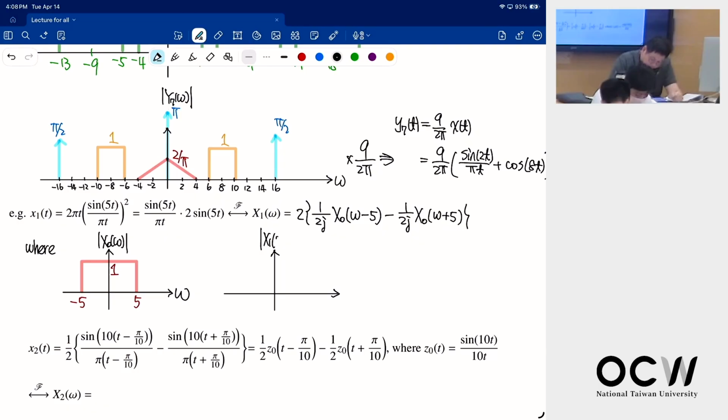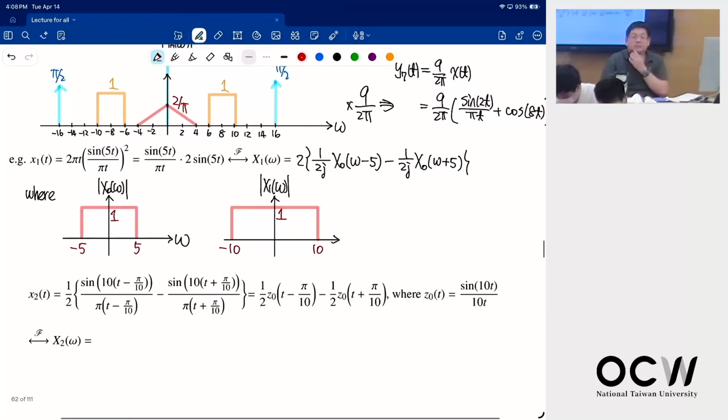If we plot the magnitude, so we don't need to care about this imaginary part. You will get from -10 to 10, magnitude 1. Okay.